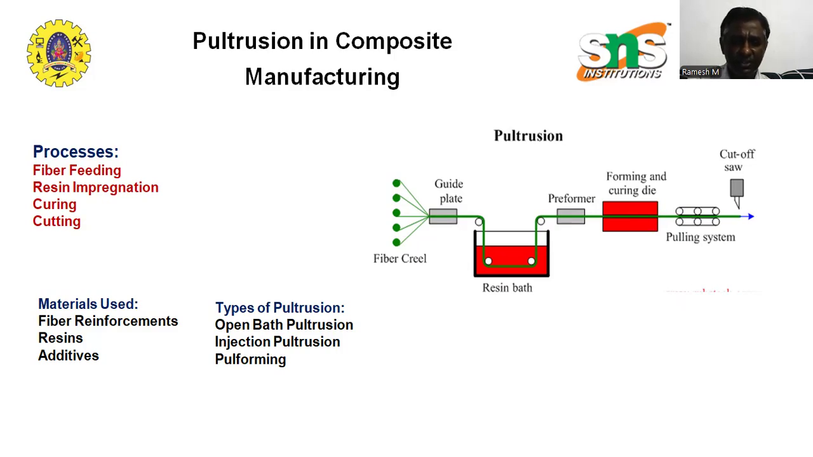Finally, additives. That means fire retardants, UV stabilizers, colorants, fillers for enhanced properties. So these are the additives used here. And what are the different types of pultrusion? One is open bath pultrusion, injection pultrusion, then pulfoaming.